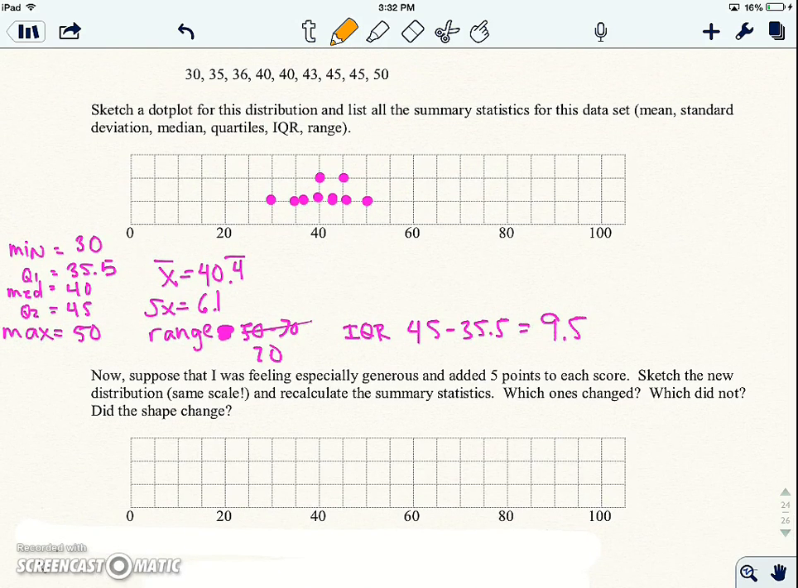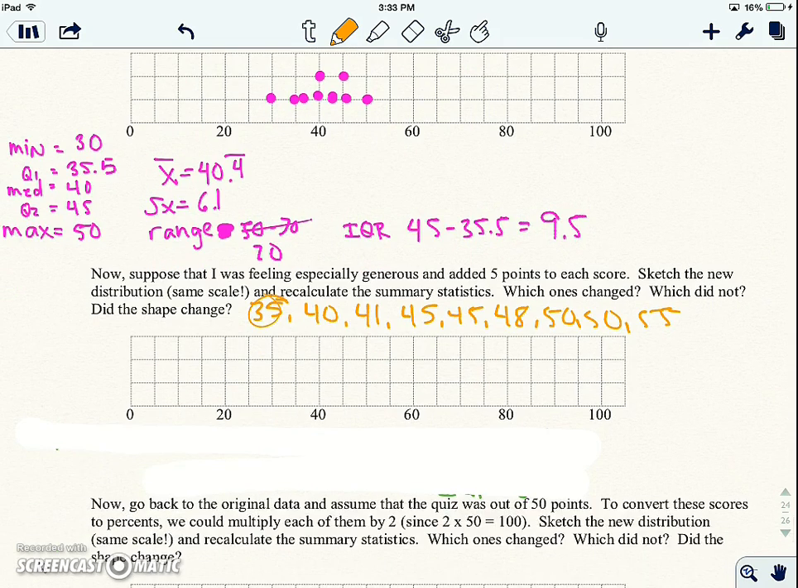So we were at 30, so now we're at 35, 40, 41, 45, 45, 48, 50, 50, 55. So again, I'm just adding 30 plus 5 is 35. And now I'm going to go ahead and plot that. So I'm at 35, 40, 41, 45, 45, 48, 50, 50, and 55. And hopefully what you notice is that it's the exact same distribution, just shifted over. Everything is shifted over, shockingly, 5. Okay?